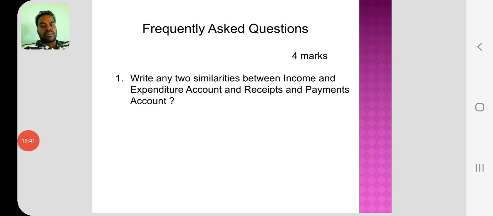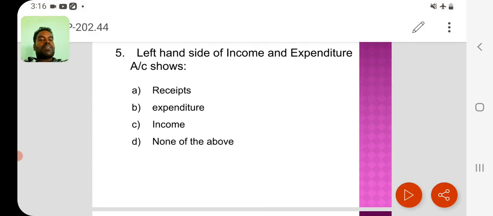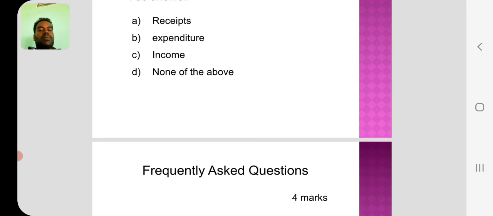Like that, we came to know what the similarities and differences are between receipts and payments account and income and expenditure account, and how they are to be prepared. With these points in mind, you can prepare the receipts and payments account and income and expenditure account very easily.